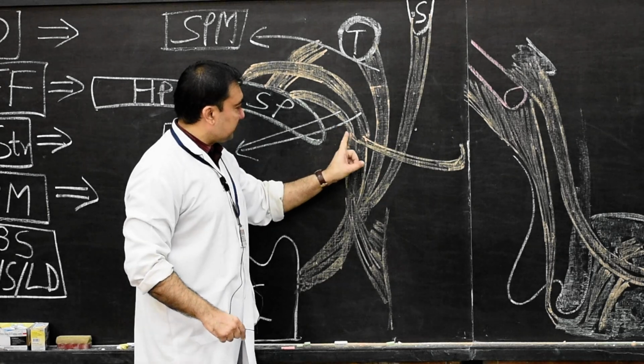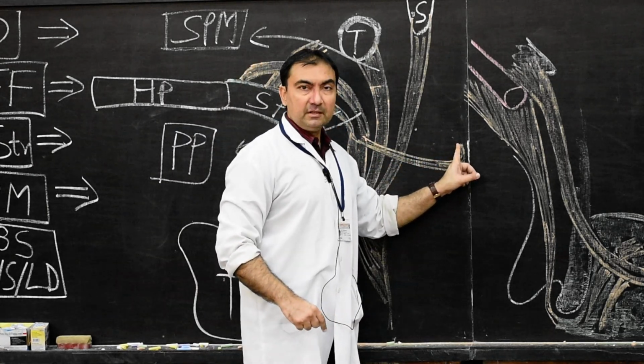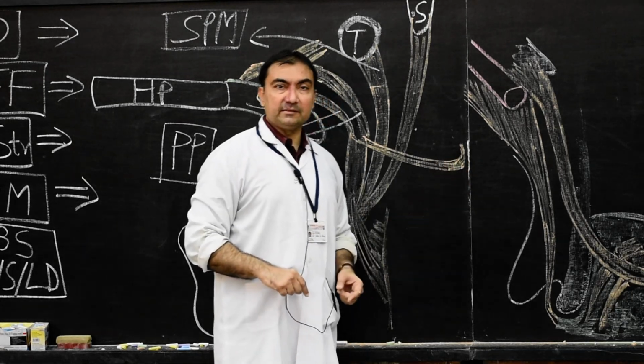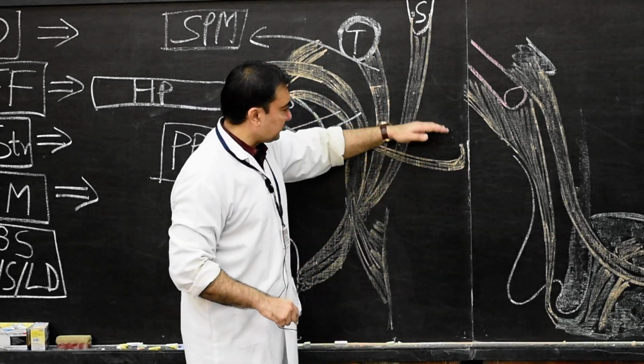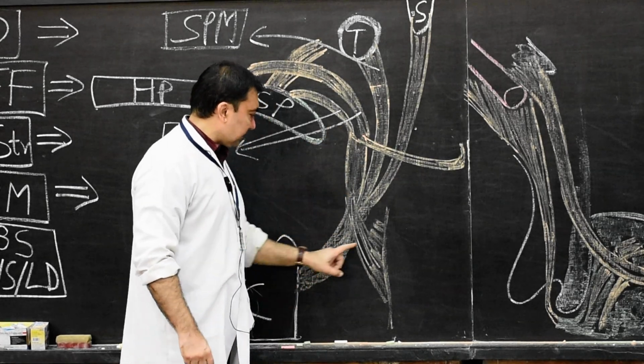That is the importance of these circular fibers of palatopharyngeus, which will pass as Passavant's ridge in the posterior wall of the nasopharynx, that is at the junction of nasopharynx and oropharynx. This is how the palatopharyngeus muscle is inserted.